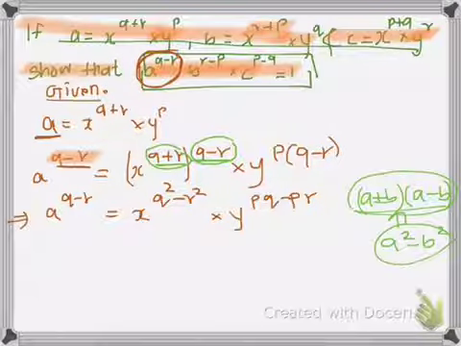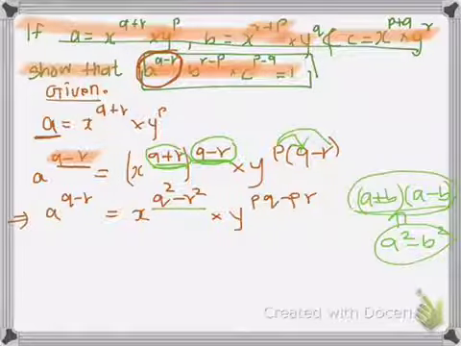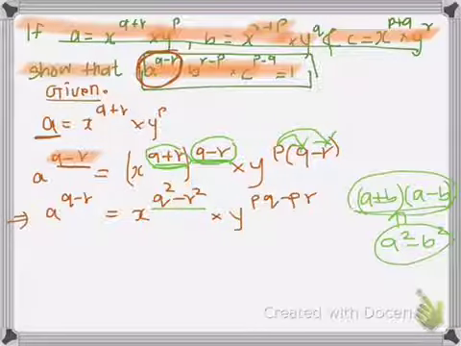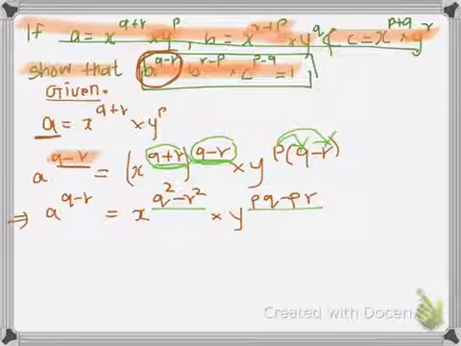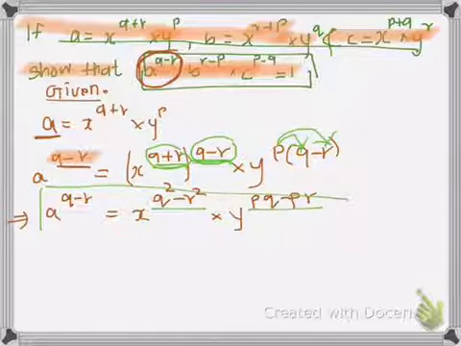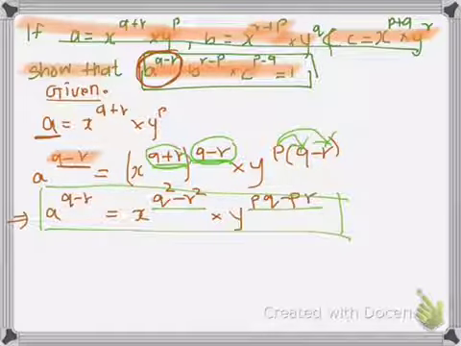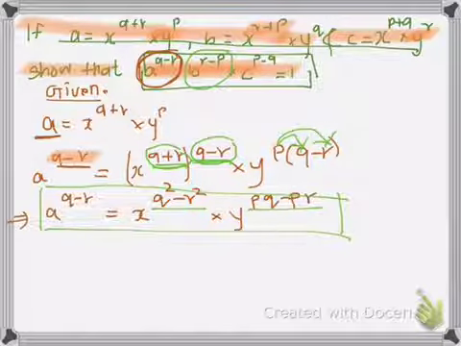So instead of writing q plus r times q minus r in power, I've written q squared minus r squared. I hope you understood what I've done. And here p multiplies both the inner terms q and r to give pq minus pr. So this is our value for a to the power q minus r. Similarly, let us find for b to the power r minus p.